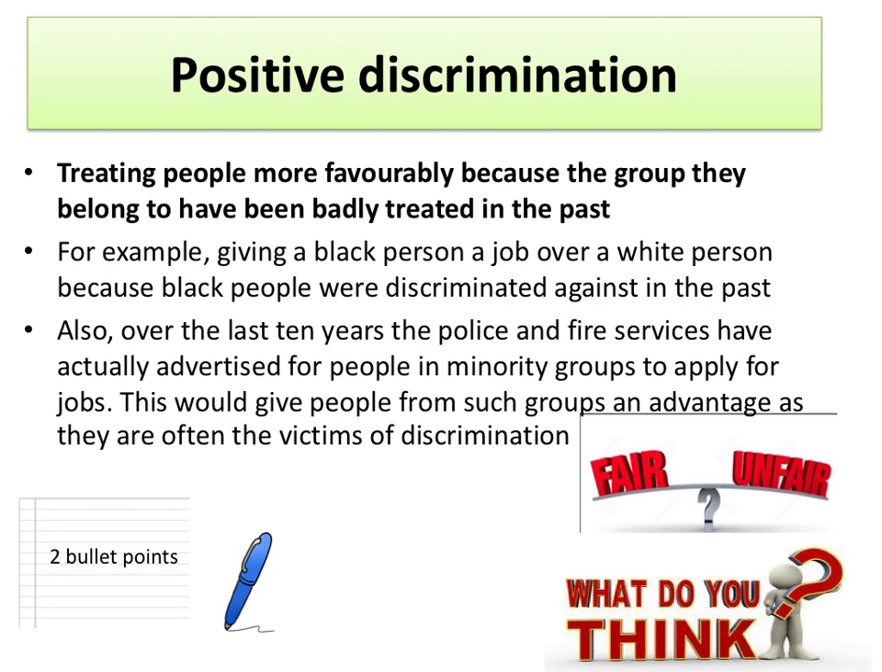The next thing that you need to know about is positive discrimination. Remember to take notes. Try to give 2 bullet points explaining what positive discrimination is and whether you think it's a good or a bad thing. Positive discrimination is treating people more favourably because the group they belong to have been treated badly in the past. For example, this could mean giving a black person a job over a white person simply because black people were discriminated against in the past.